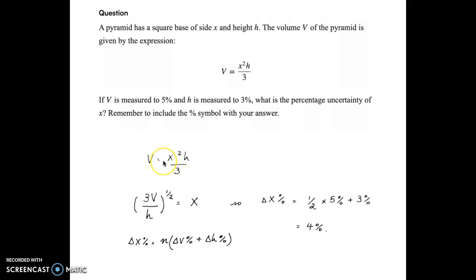So the best thing to do is to rearrange that equation to make x the subject. So x equals 3V over h to the 1/2. So the way that we work this out now, the percentage uncertainties are added, right? So you add this percentage uncertainty to this percentage uncertainty, but because it's to a power, you multiply it by 1/2. So you get a final value of 4%. And that's it.